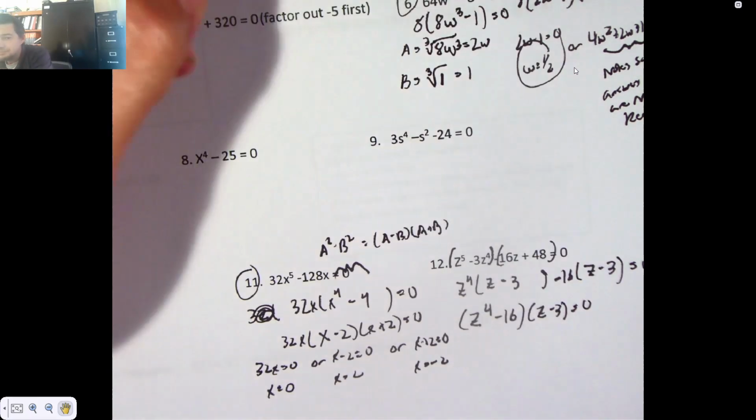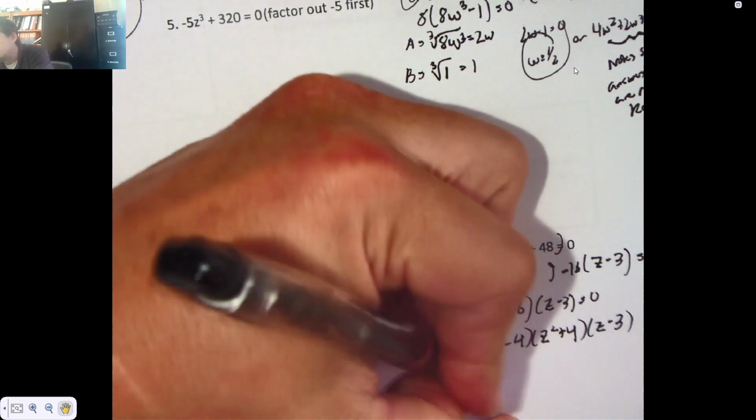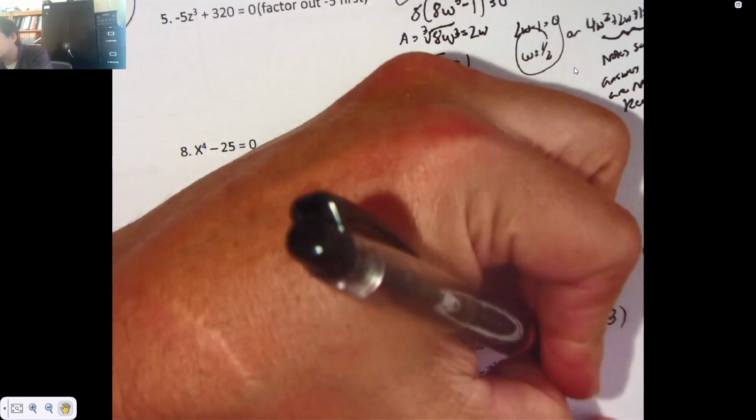The common factor for both z to the fourth and negative 16 was z minus 3. But I'm not done. Z to the fourth minus 16 is a special pattern. It's a difference of two squares. It factors as z squared minus 4 times z squared plus 4. And we still have z minus 3. But wait, there's more. Z squared minus 4 is a special pattern. Factors as z minus 2 and z plus 2. Z squared plus 4, you actually know how this factors. Factors as z minus 2i and z plus 2i. And then you have z minus 3.